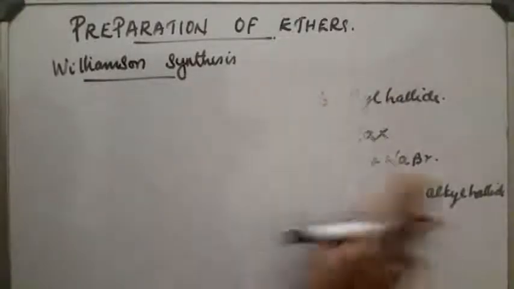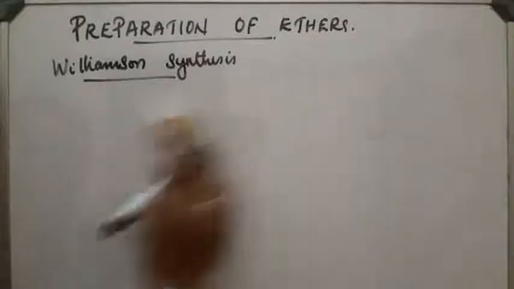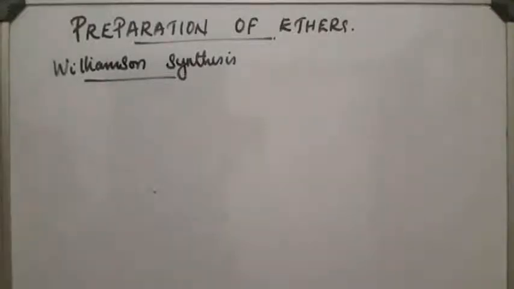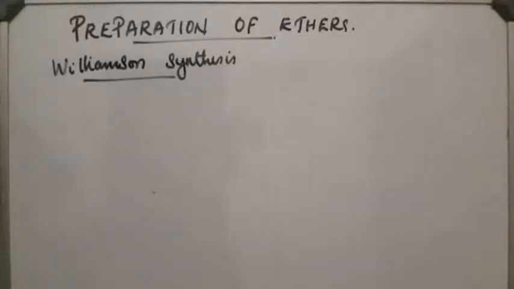Next point. Primary halides give better results than secondary and tertiary halides. So while we are choosing the alkyl halide, it must always be a primary alkyl halide. When we are using a tertiary alkyl halide, what will happen? We will obtain an alkene.